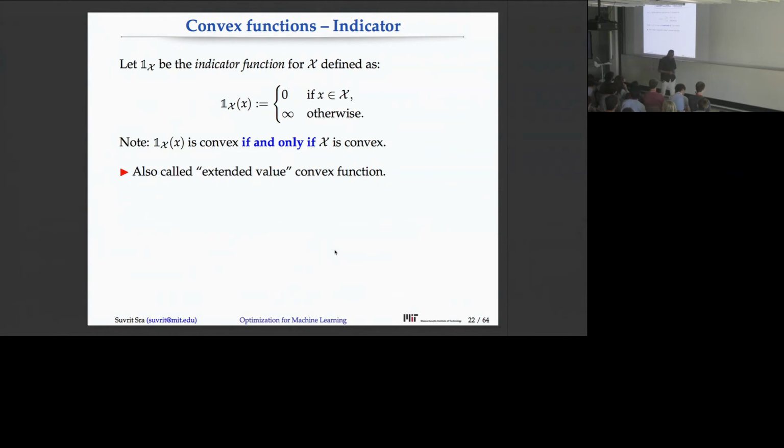So this indicator function is a really cool function. It allows us, at least abstractly, to turn problems that have constraints into unconstrained ones. You want to minimize a cost f over x satisfying some constraints, that is, minimize the cost subject to x lying in some convex set. You can turn that into an unconstrained problem using indicator functions. I'll show you later exactly how.